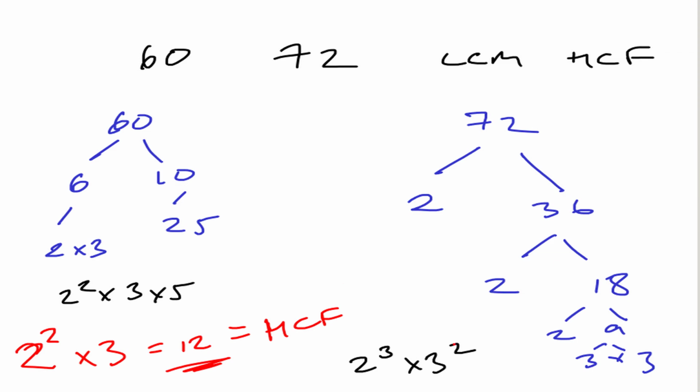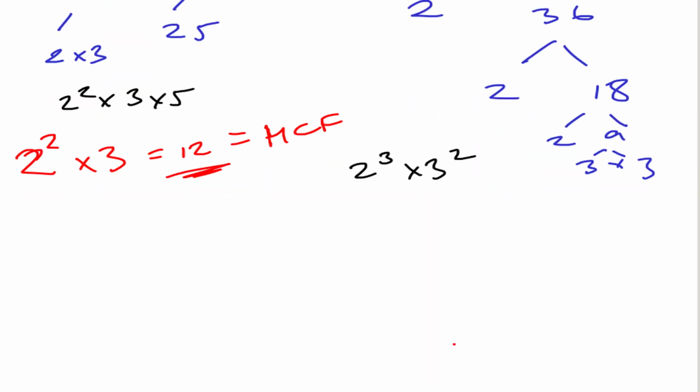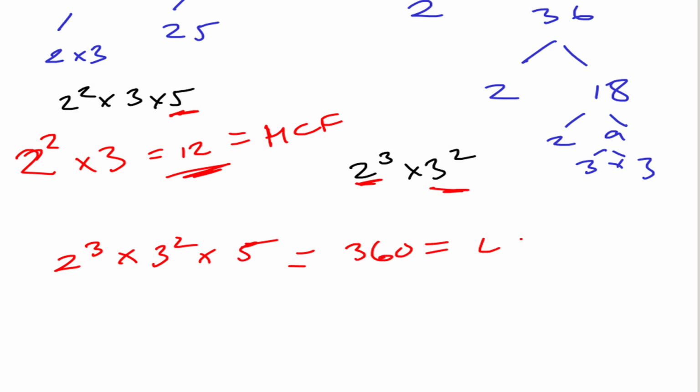Okay, so now how would we calculate the LCM? First of all, let's identify the highest prime factors in both the numbers. So you've got 2 cubed is highest here. You've got 3 squared, which is highest here, times the 5 here. So you want to do 2 cubed times 3 squared times 5. So you might want to get a calculator out. Well, let's calculate it. That comes down to 360. So that's the LCM.